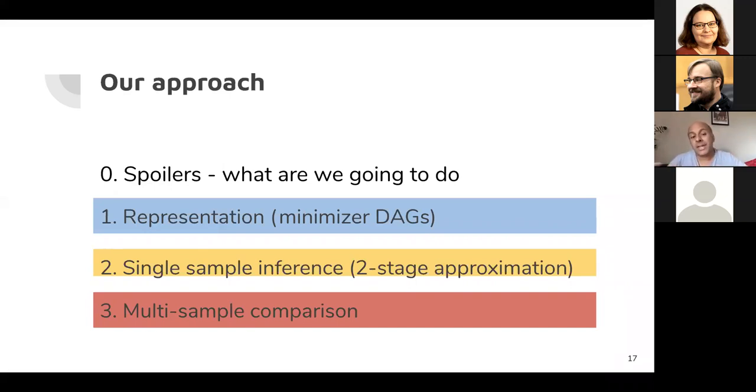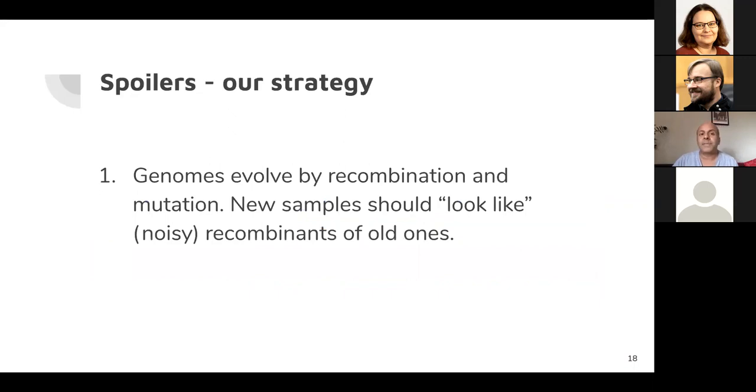Then the next section will be how to infer the genome of a single sample. So I've got reads from one genome, and I've got that graph, and I want to infer that genome as best I can. We do it in a 2-stage approximation. Then, having done that independently for a bunch of samples and wanting to compare them, what's the best way to compare them? That's the 3rd section.